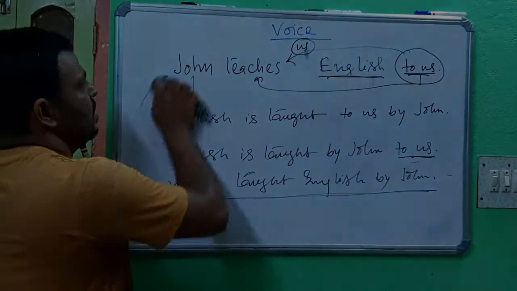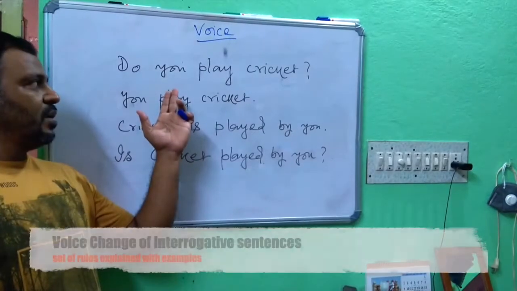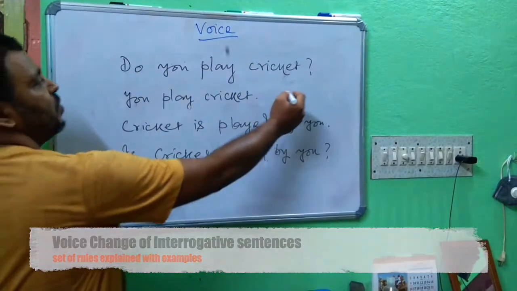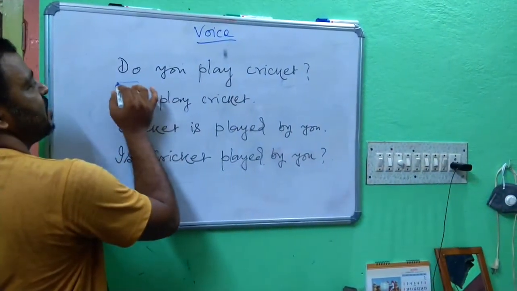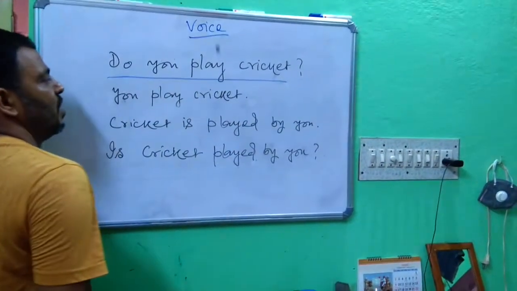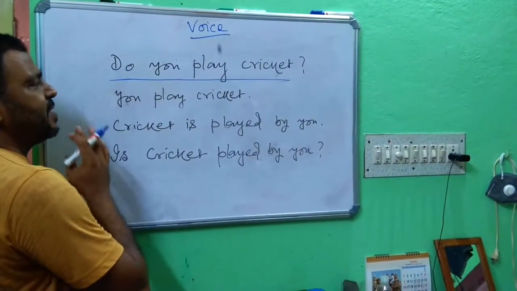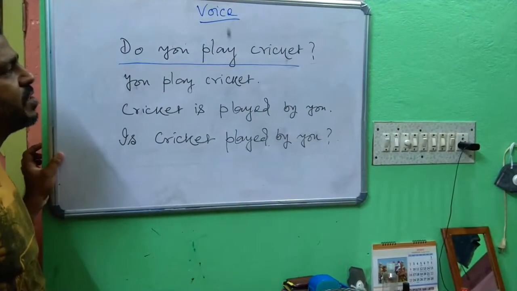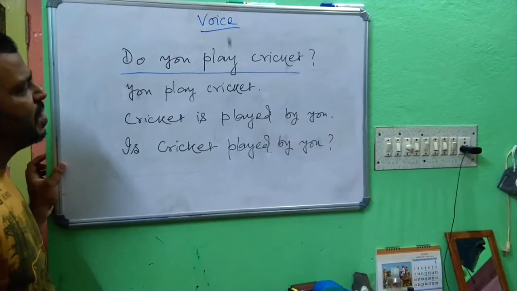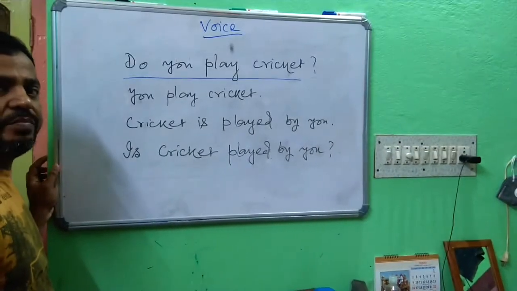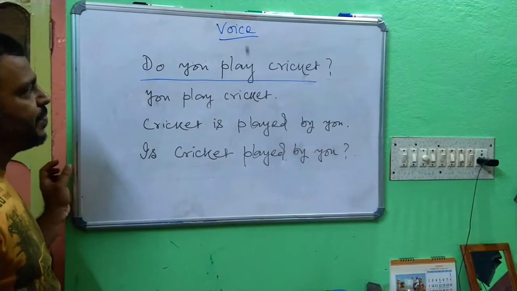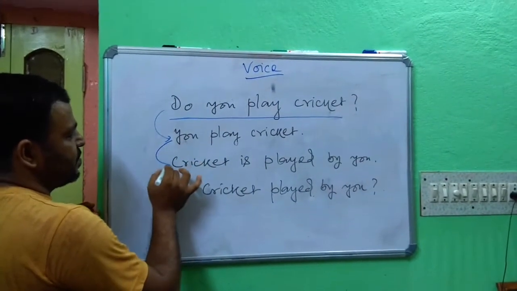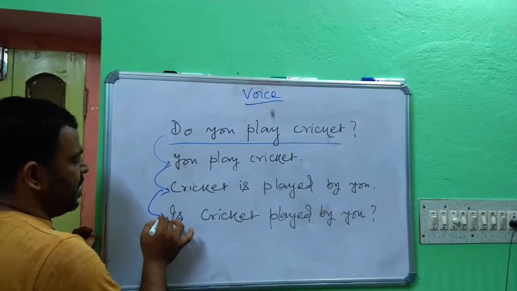Now, this is an interrogative sentence. Here the question mark shows you that this is an interrogative sentence. There are different ways of changing an interrogative sentence from active voice to passive voice. But I suggest that you who are basic learners first change it from interrogative to assertive, then change the voice, and then decorate it.